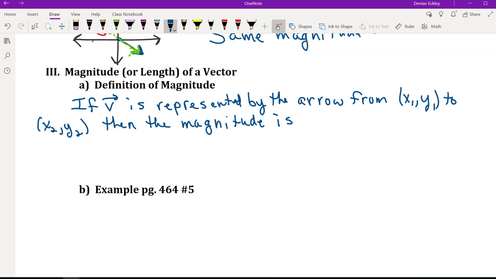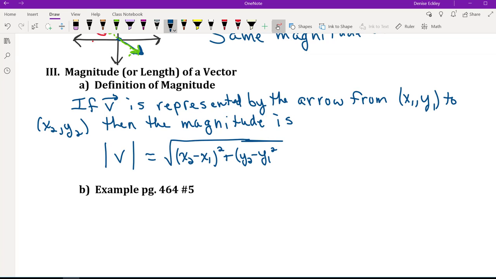is, so when finding magnitude we use absolute value symbols because it's going to be positive. And how we can guarantee it's positive is that we're going to take the square root. So really what we're doing here is the distance formula. So we're going to take x2 minus x1 squared plus y2 minus y1 squared. So we're just using the distance formula. And that's how we can also guarantee that it's positive.